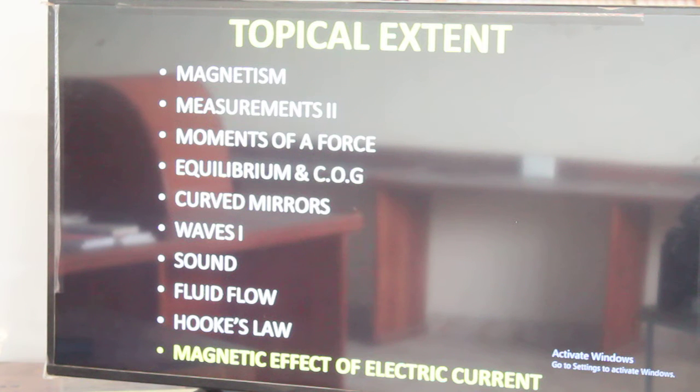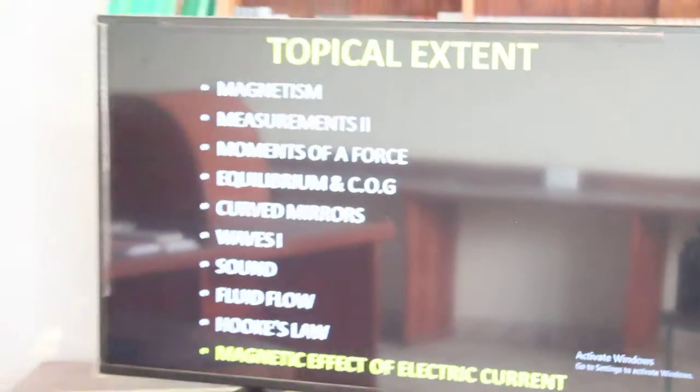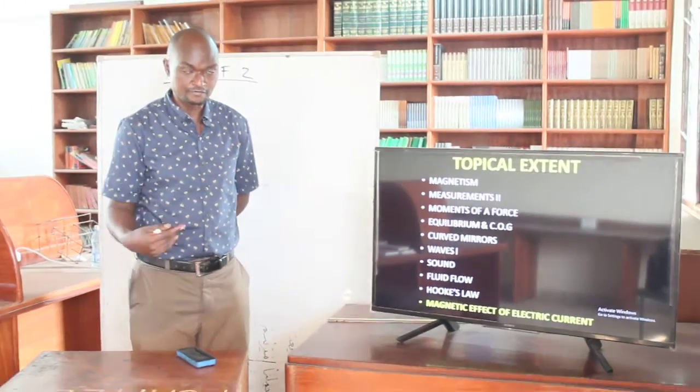We did look at equilibrium and center of gravity, how important center of gravity is for moments and for balancing, the conditions for equilibrium, and how to calculate equilibrium. We look at curved mirrors or curved surfaces, especially concave and convex mirrors, and what kind of images they produce, and how to do the calculations involving these kind of mirrors. We did look also at waves. We introduced the topic of waves 1.